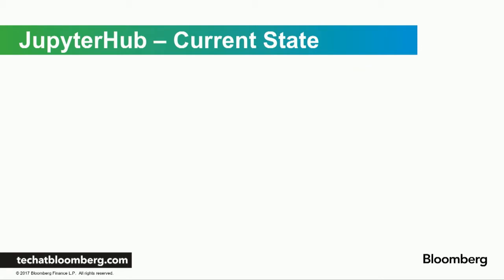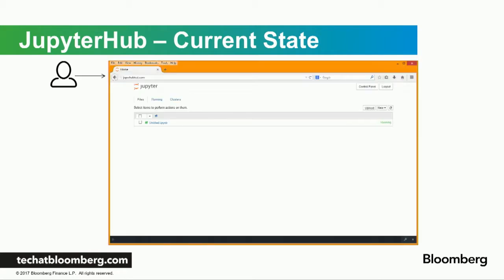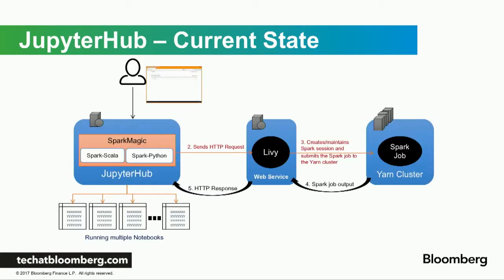So let's have a look when we run Jupyter Hub, Spark Magic, and Livy in its current state, which is available today. A user opens up his or her favorite browser and accesses the Jupyter URL. The browser is going to send the request to the Jupyter Hub. The Jupyter Hub is going to forward the request to the Spark Magic kernel. Spark Magic's responsibility is to create an HTTP request and submit it to Livy.